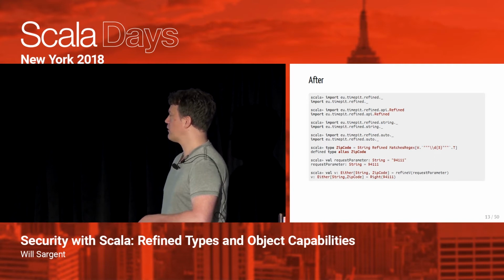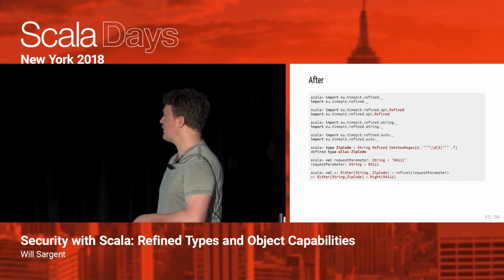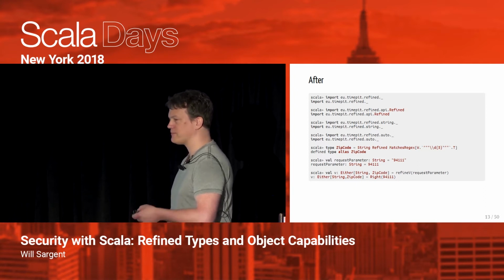So you can see here we're running it through tut. We've got something that's a string. We run it through and we get a zip code out here. You only get access to this type if it validated correctly. So you can't really get it wrong. If you pass it through refined v here and it didn't actually validate as a zip code, you get back a string containing the error message.